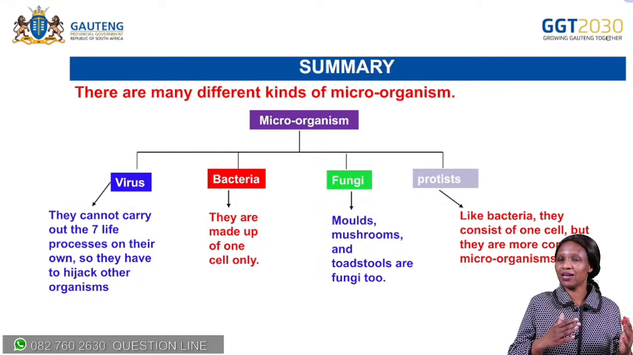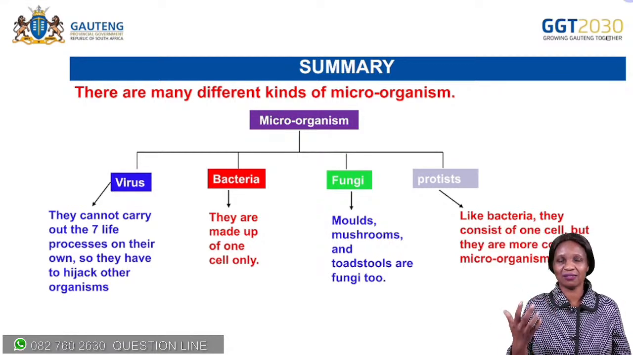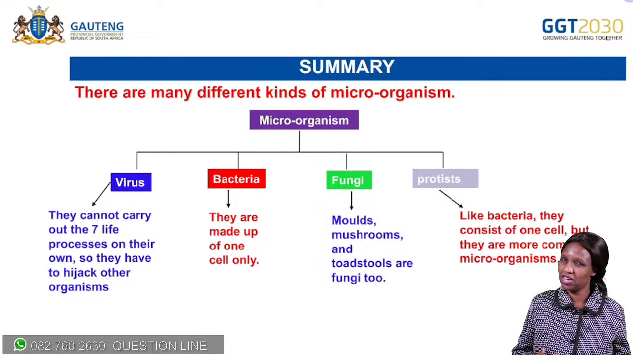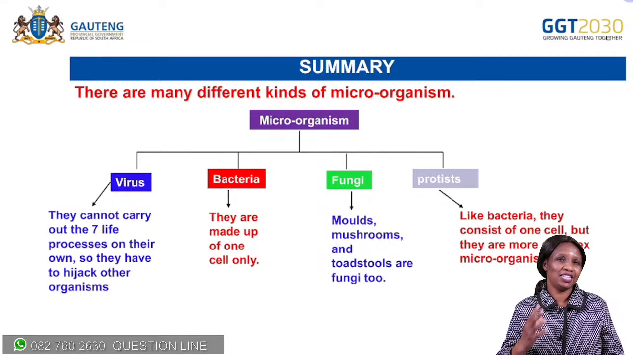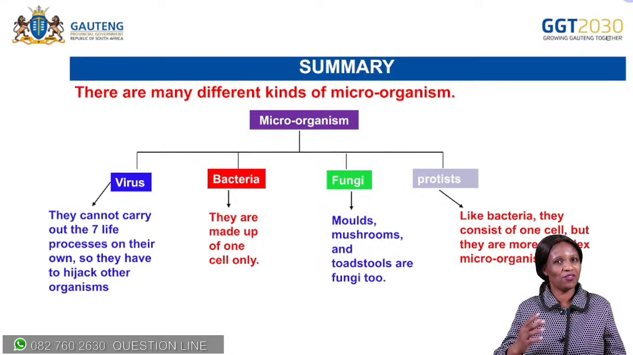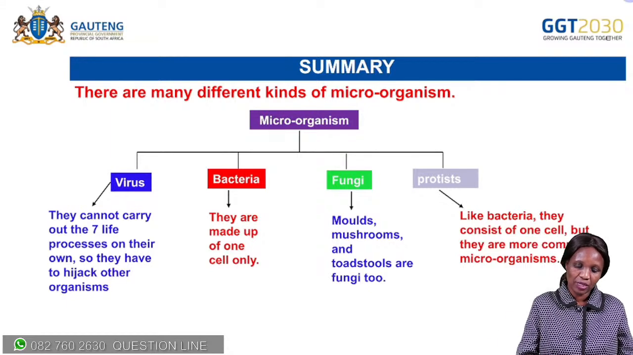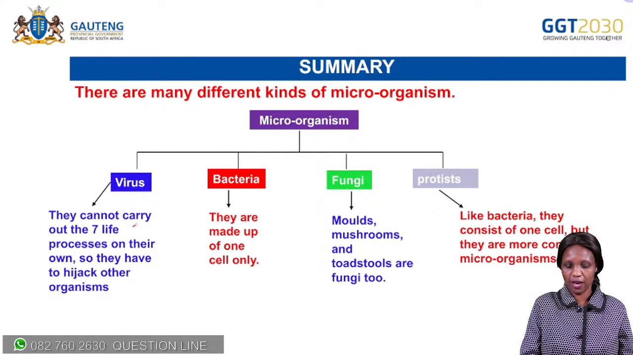Because the virus takes over, it infects the healthy cells and it multiplies. Then the person will be very sick. And then we control it so that the person will feel better. For example, the HIV. And then the viruses, remember, they cannot carry the 7 life processes. Okay, and then let's go to bacteria.